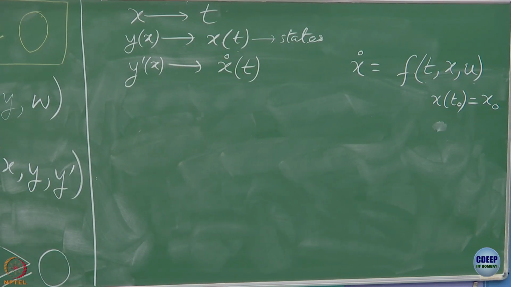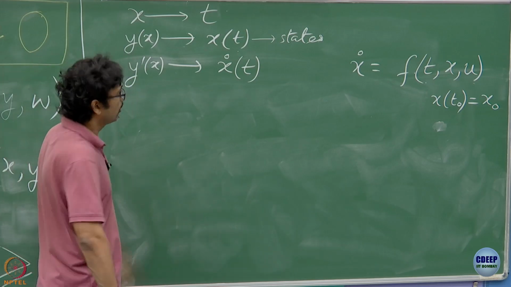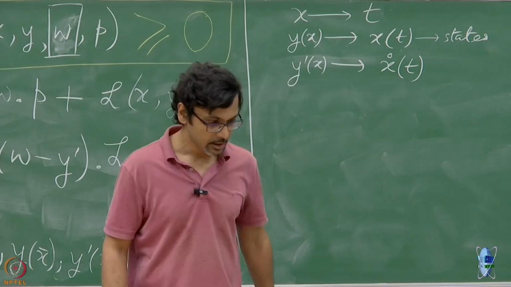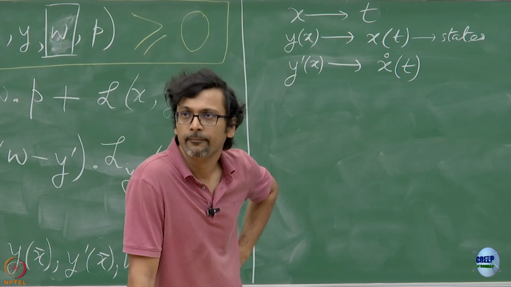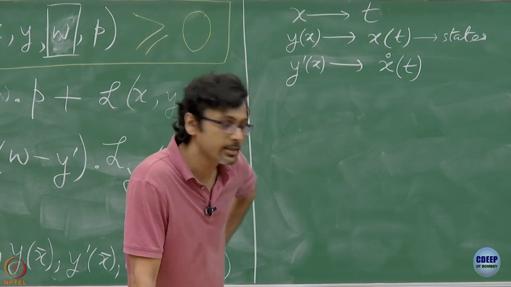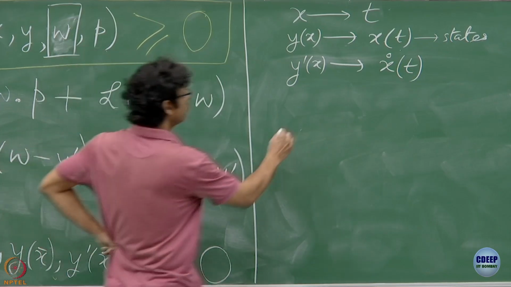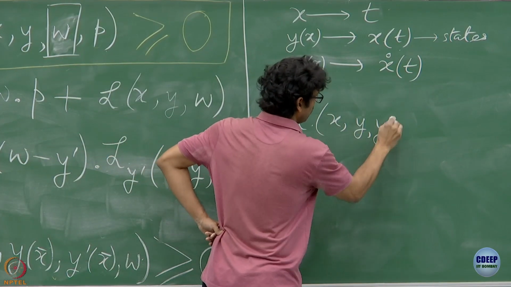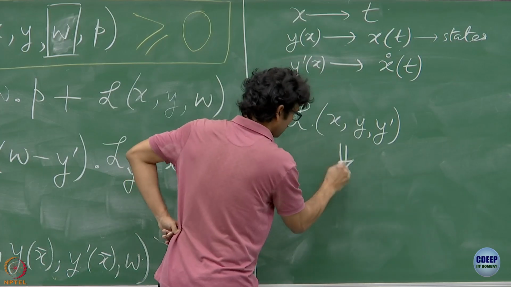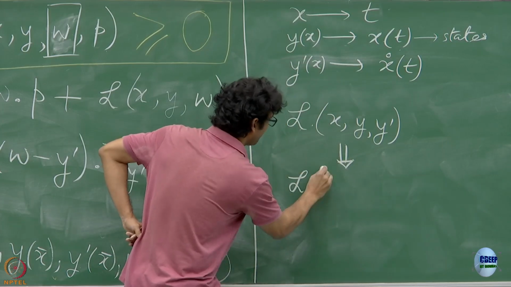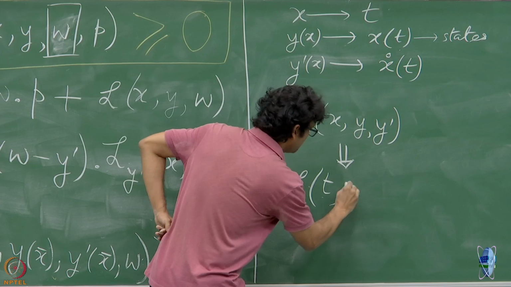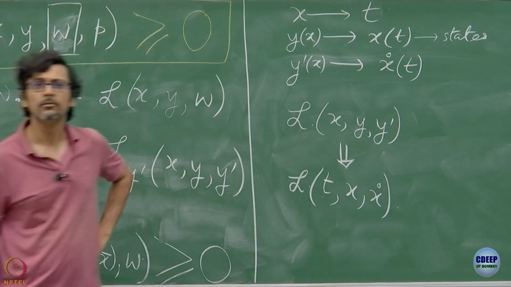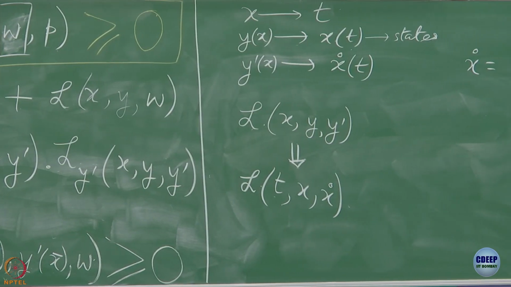Once we understand this notation, immediately something should bother us a bit. What is it exactly that should bother us? Because we are used to looking at this L, x, y, y prime, and now in your minds you'll make this transition as L, t, x, x dot, right? That's the most logical thing to do.